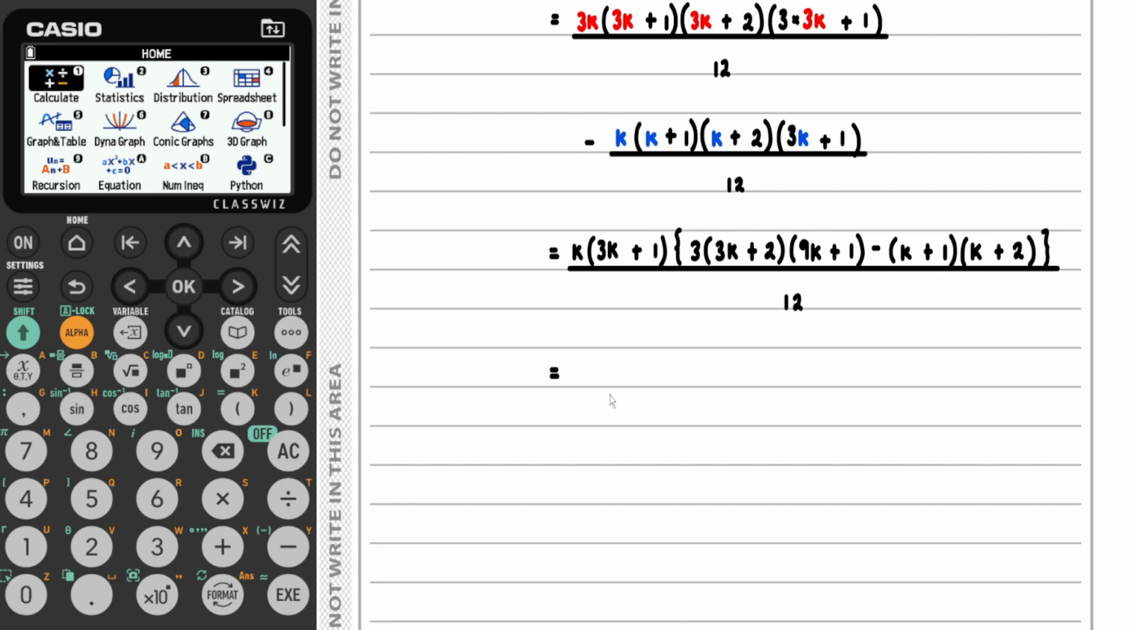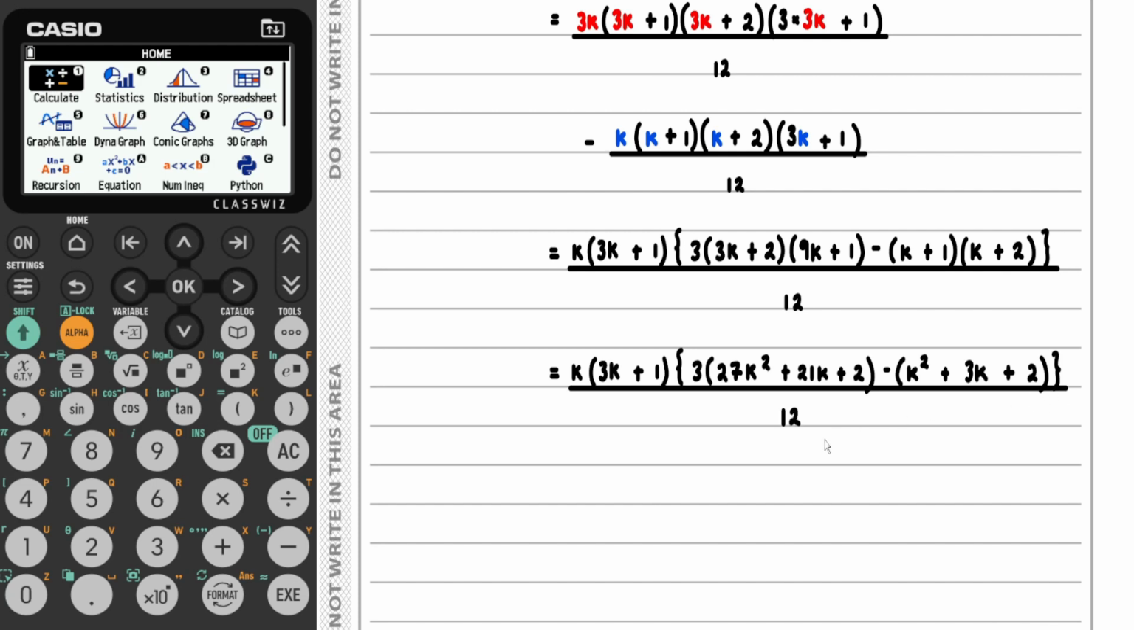So let's continue simplifying. We've got k times by 3k plus 1, and then here I've got 3 times by 3k plus 2 times 9k plus 1, and these two brackets will simplify to 27k squared plus 21k plus 2, and we subtract from this k plus 1 times k plus 2, or in other words k squared plus 3k plus 2, and we divide all this by 12.